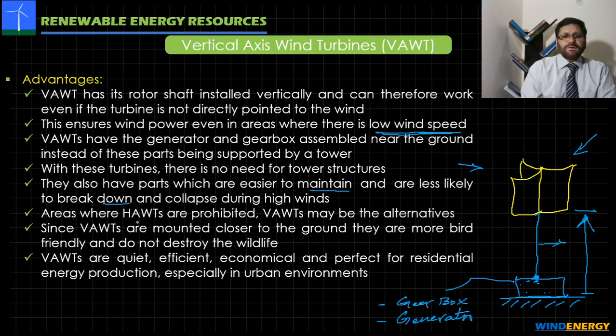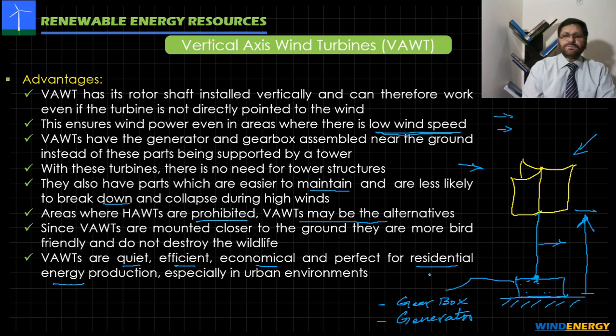In areas where horizontal axis wind turbines are prohibited, vertical axis wind turbines could be the best choice. Since vertical axis wind turbines are mounted closer to the ground, they are more bird friendly, because birds fly at high altitude, so there is less likelihood of killing birds. Vertical axis wind turbines are quite efficient, economical, and perfect for residential or domestic energy use.